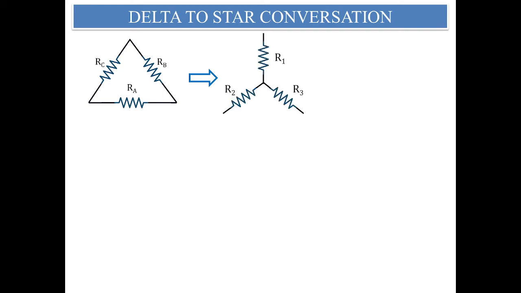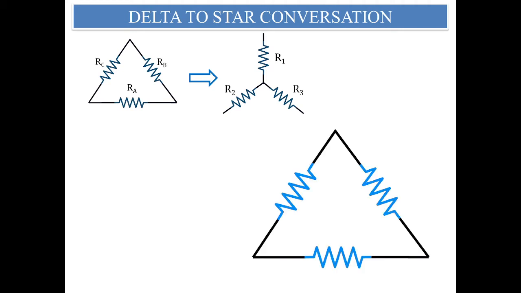Let us start with delta to star conversion, with a delta network whose values are given as RA, RB and RC, which needs to be converted into a star network whose values are R1, R2 and R3. So what am I supposed to do? I'll first select the delta network which is given to me, and this delta network I have to convert into star. So what are the steps to be followed in the shortcut technique?